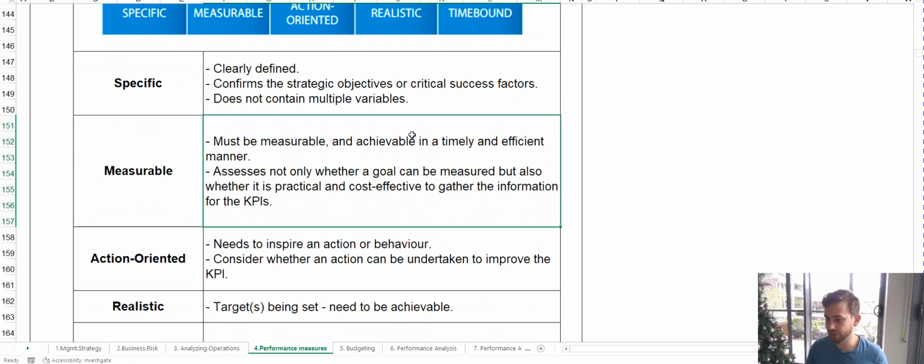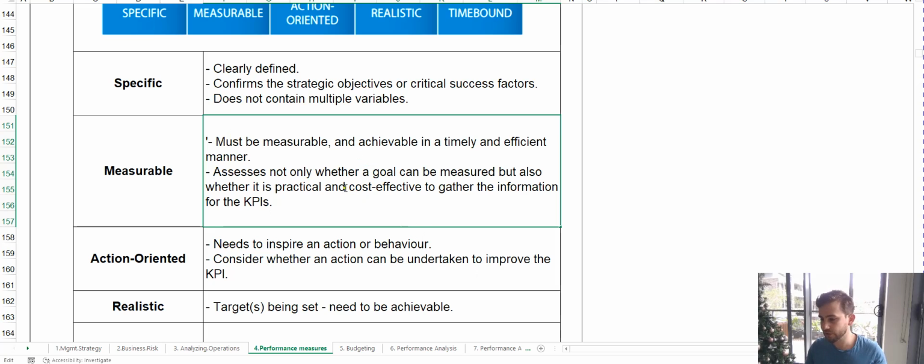So it must be measurable, achieved in a timely and efficient manner. Assess not only whether a goal can be measured, but also whether it's practical and cost-effective to gather the information for the KPIs. So this is an interesting point, cost-effective. The first thing is, is there a KPI for it? Making more money is too generic, but if we're saying billing hours per week, that's an exact data point that we can take.